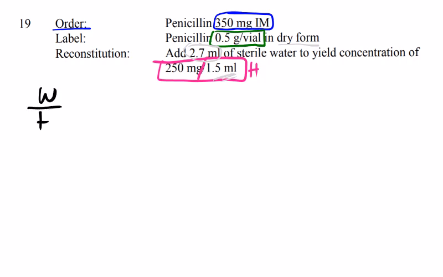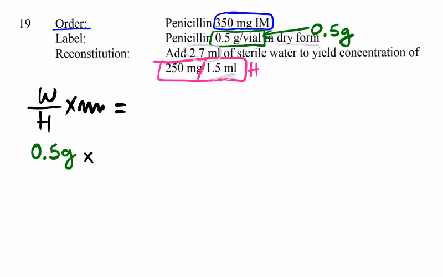So let's see. If we do the want over have, our want will be the 0.5 grams that is in the vial. It's acting as our want. So 0.5 grams. And our have will be the pink concentration, which is the 250 milligrams. And you might say, hey, stop, because the units are not matching.